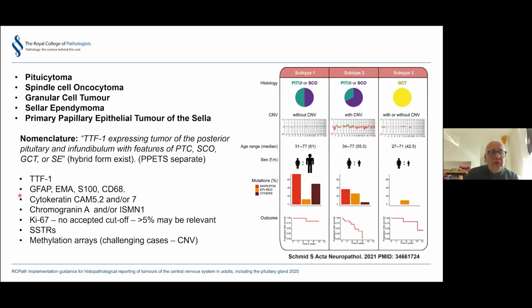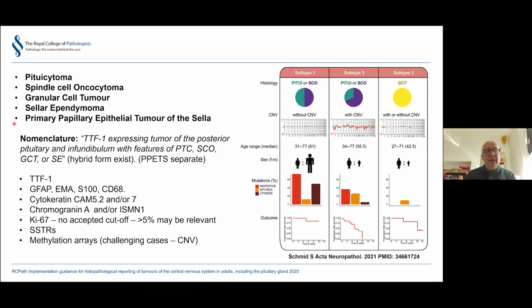Thank you. So, very few words on posterior pituitary tumors. There's been a change between CNS5 and ENDO5. ENDO5, the endocrine classification, is suggesting they're all variants of pituicytoma. As neuropathologists working in the pituitary field, we don't think they are. They all have in common TTF1 expression, that's fine, but they have different behaviors and different molecular profiles.